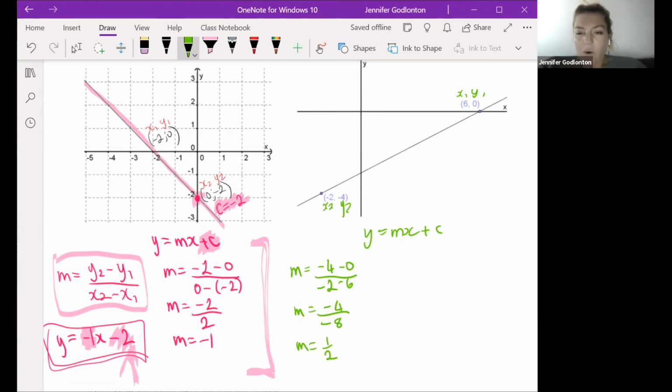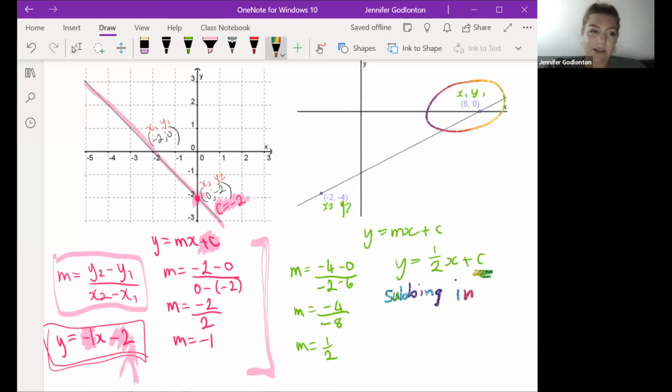That's our first step. Once we have m is equal to positive a half, we can pop that into our equation. And now we need to try and find c. And we find c by subbing in one of our coordinates. So you can sub in this one, or you can sub in this one. So whichever one of those you want to sub in, you can sub that one in, and you're going to find c. And then you're going to tell me what my equation is.